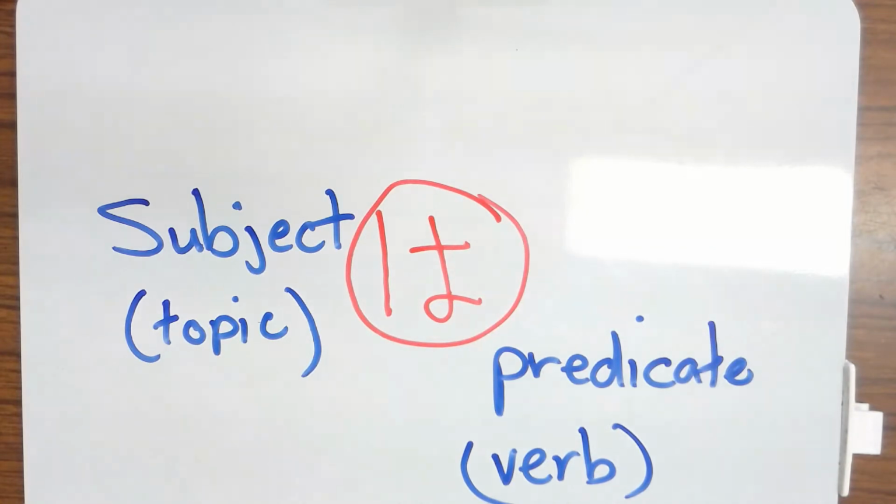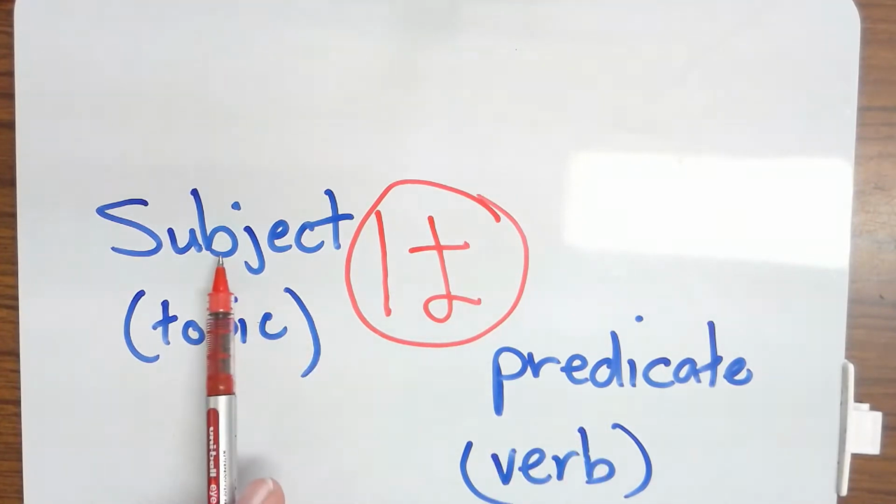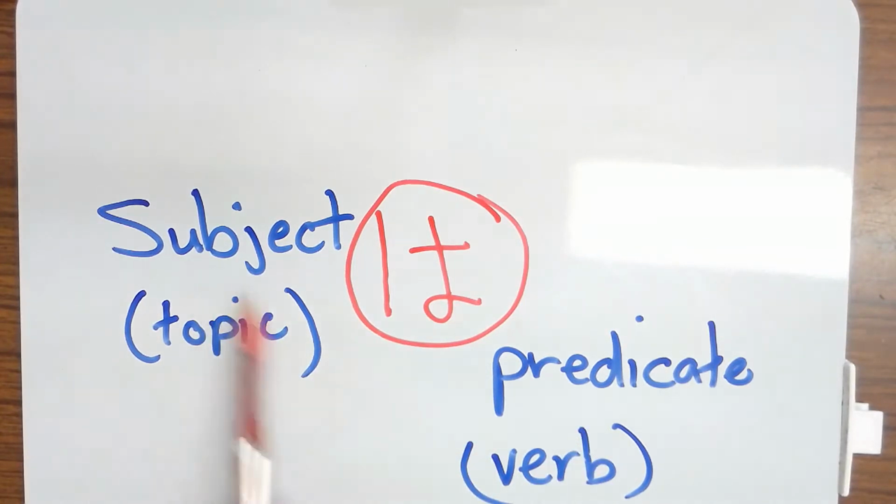Okay. Now, let's just talk about Japanese then. You might want to say, for example, Sarah likes cats. So Sarah would be the subject or the topic of the sentence, and likes cats is the predicate. Or I am not going to the beach. I is the subject of the sentence, and am not going to the beach is the predicate.